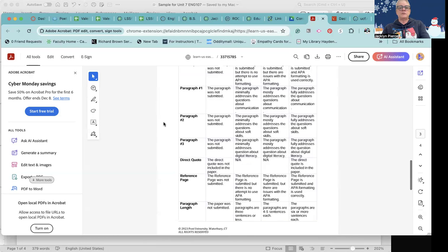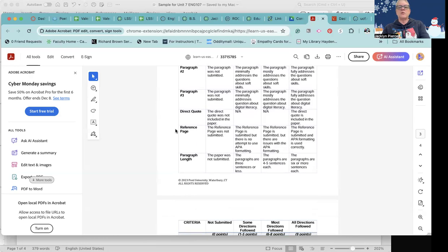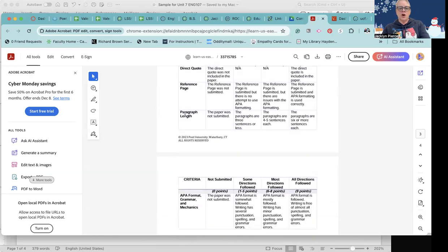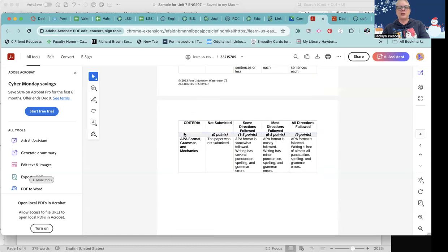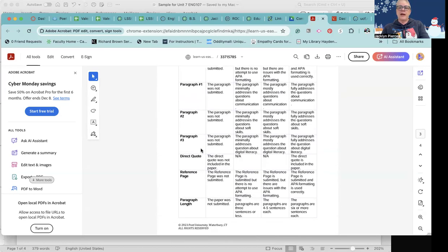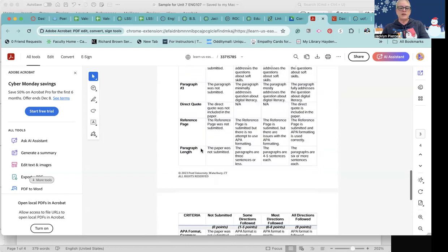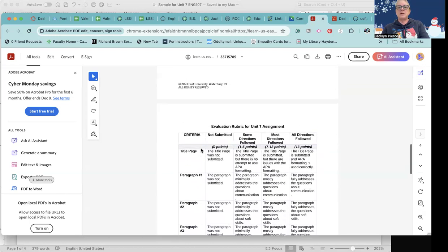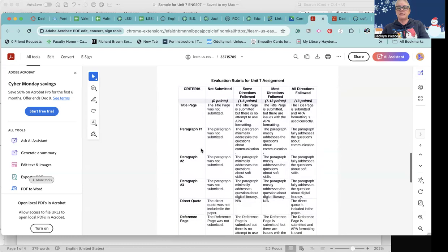Rubric: title page, 3 paragraphs. Did you use a direct quote? Do you have a reference page? Are your paragraphs long enough? And did you follow APA for formatting, grammar, and mechanics? Please remember that that rubric is going to help you as you plan your paper, but you also want to check the rubric again before you submit your paper, because it's very obvious if you don't have a title page, that's minus 13 points. It's that simple. So please do check the rubric both before you write it and during the writing and before you submit it.